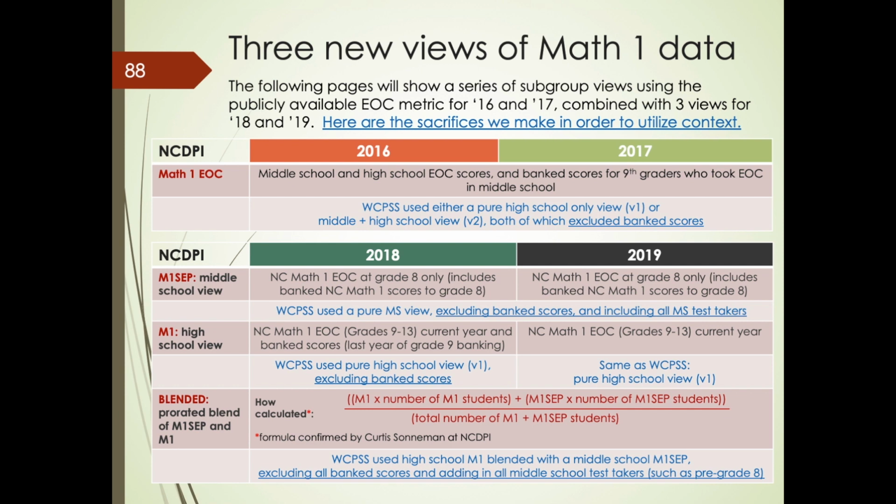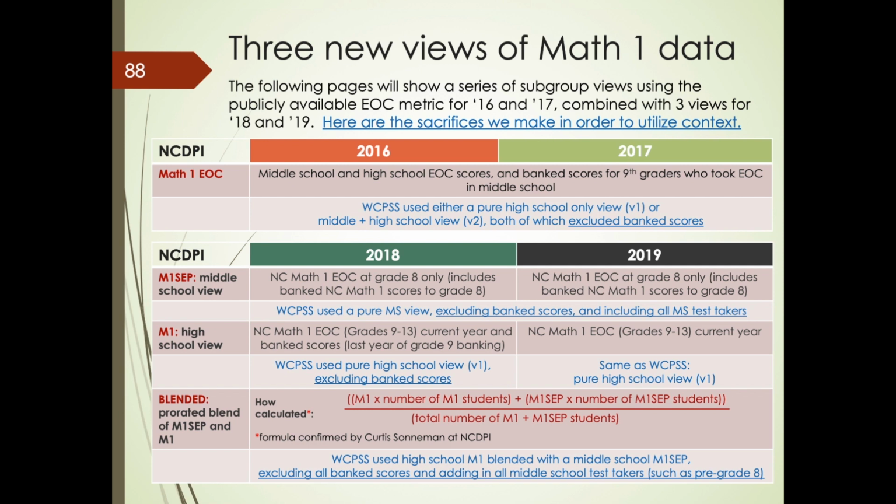And then, comparing to Wake County, again, in 2018, they used a pure high school view. I call that version 1 of their data, which excludes banked scores. And then in 2019, now the definition of what NCDPI does matches what Wake County uses for their V1 data set. And then to get the blended number, it's just a simple prorating calculation here. You just take the M1 times the number of M1 students, the M1 SEP times the number of M1 SEP students, and then divide by the total number of students. And that gets you a blended number of those two metrics put together.